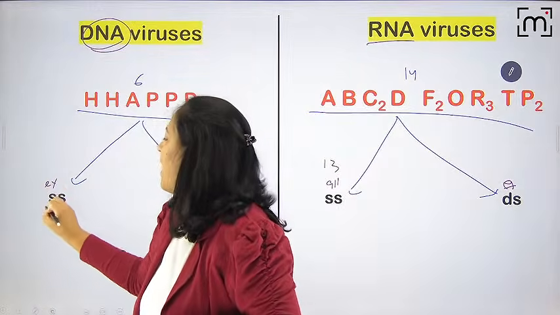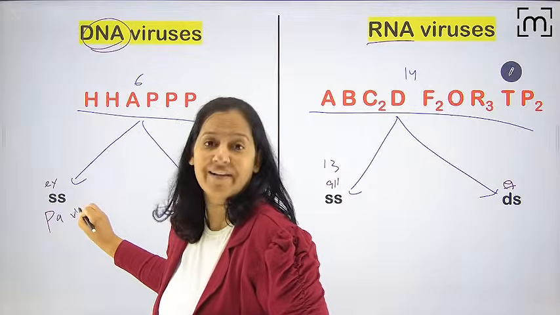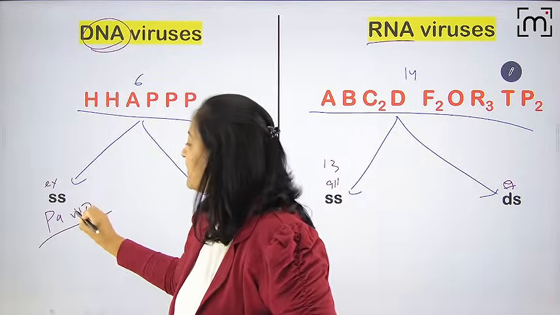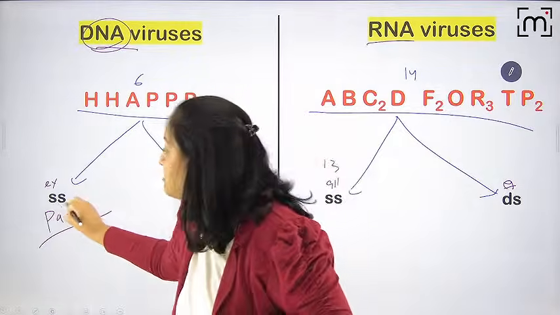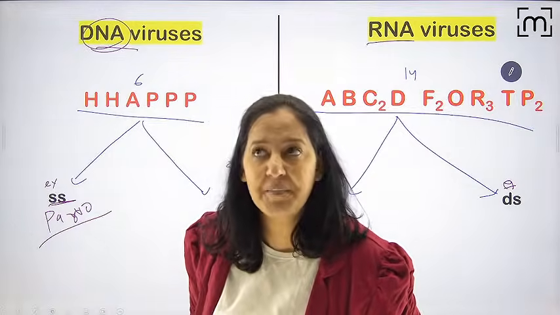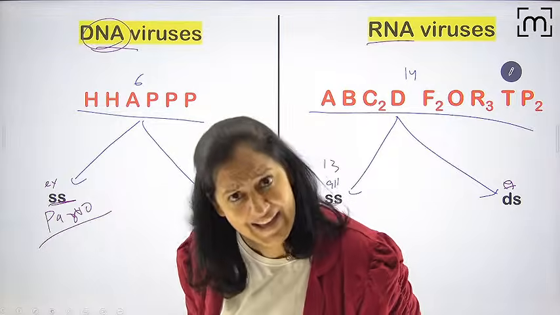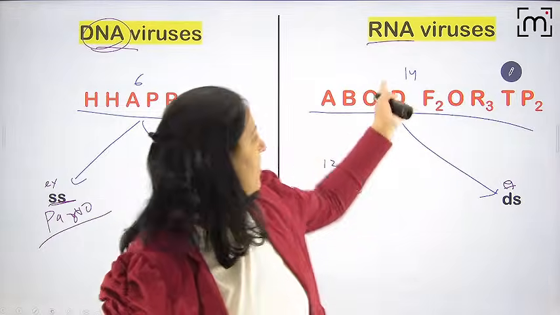The exception here is parvo. Parvovirus is a DNA virus. It was supposed to be double-stranded, but it's single-stranded DNA. It sounds so strange, single-stranded DNA, but yes, it is true.